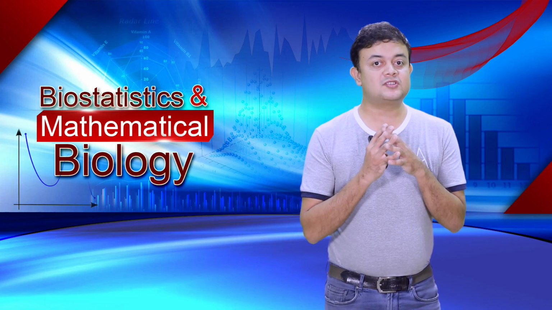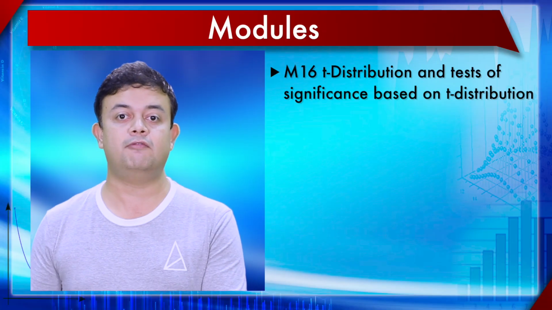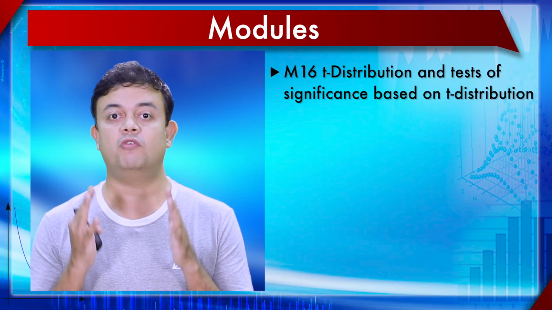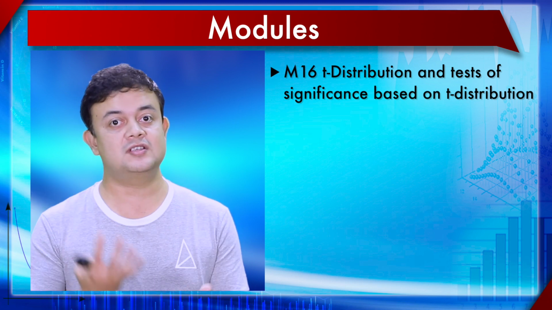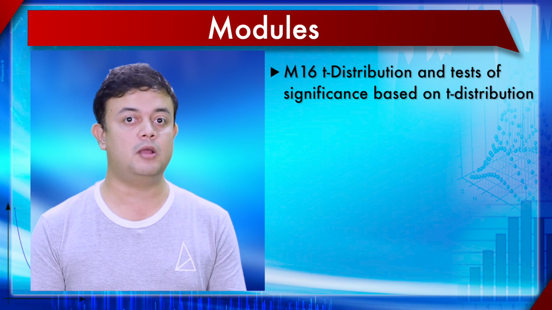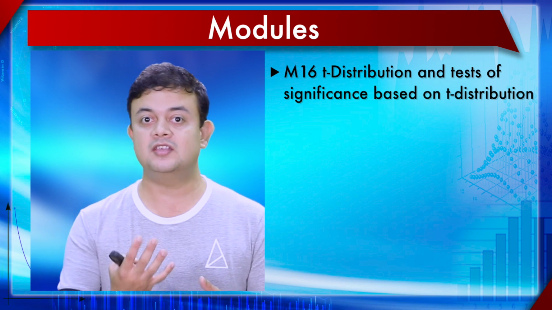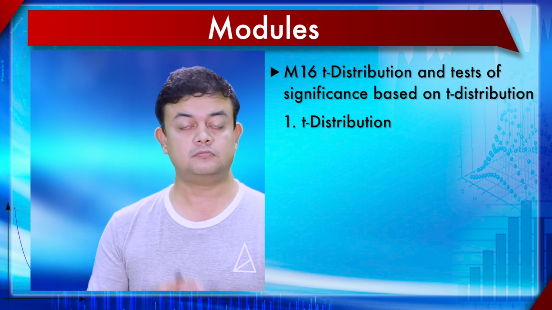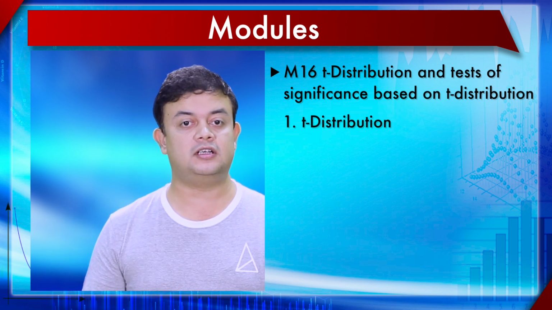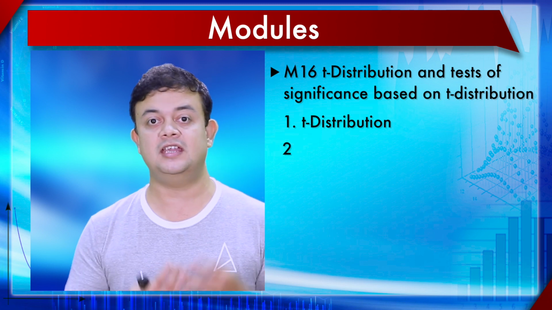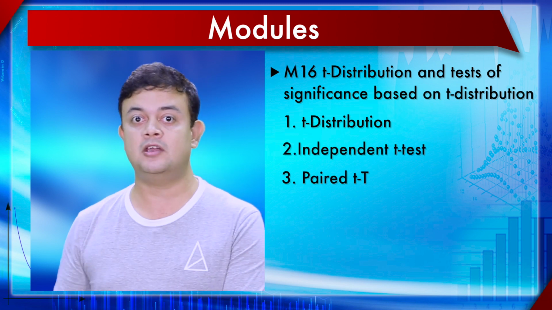Next module is module 16. We discussed about T distribution and the test of significance based on T distribution. So it's a very, very important module. We first discussed what this T distribution is all about, how it is derived, and the history behind the T distribution. Then we discussed about the t-test. So there are 2 kinds of t-test, independent t-test and dependent or paired t-test.